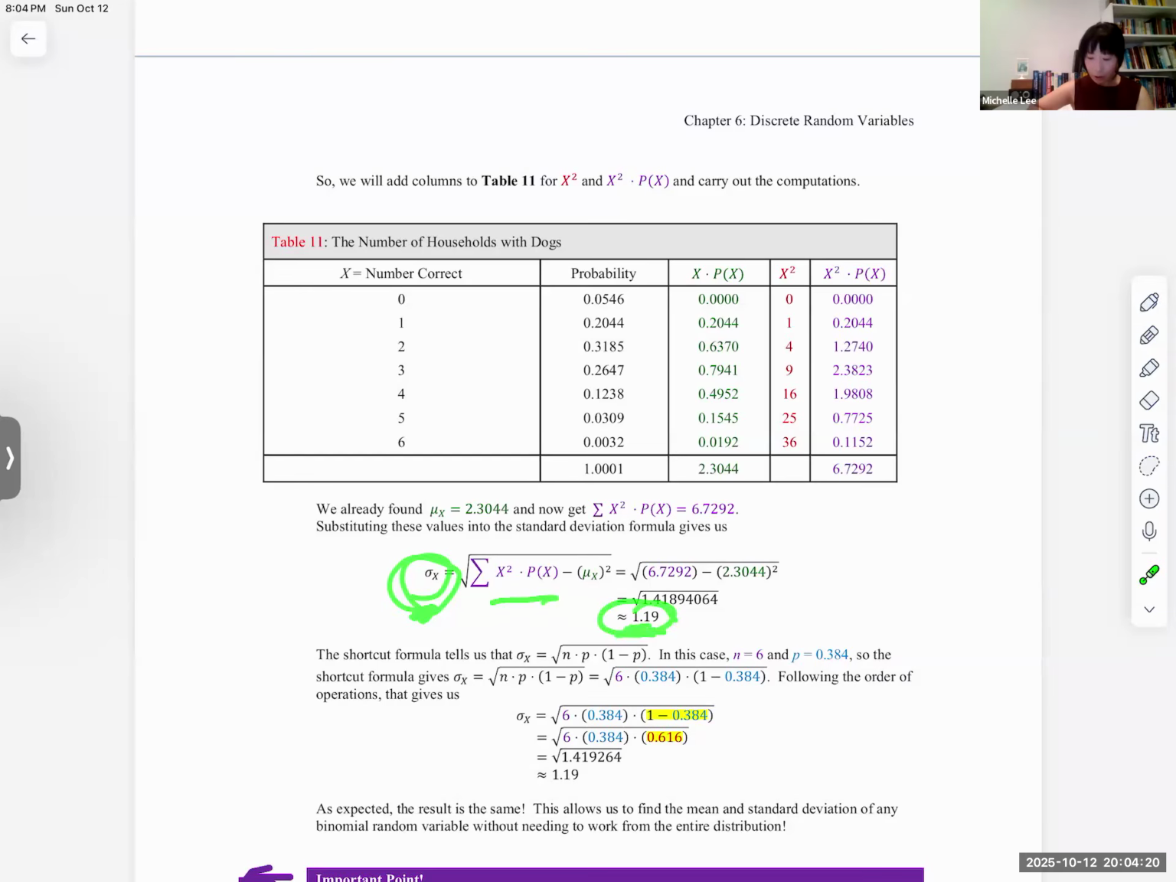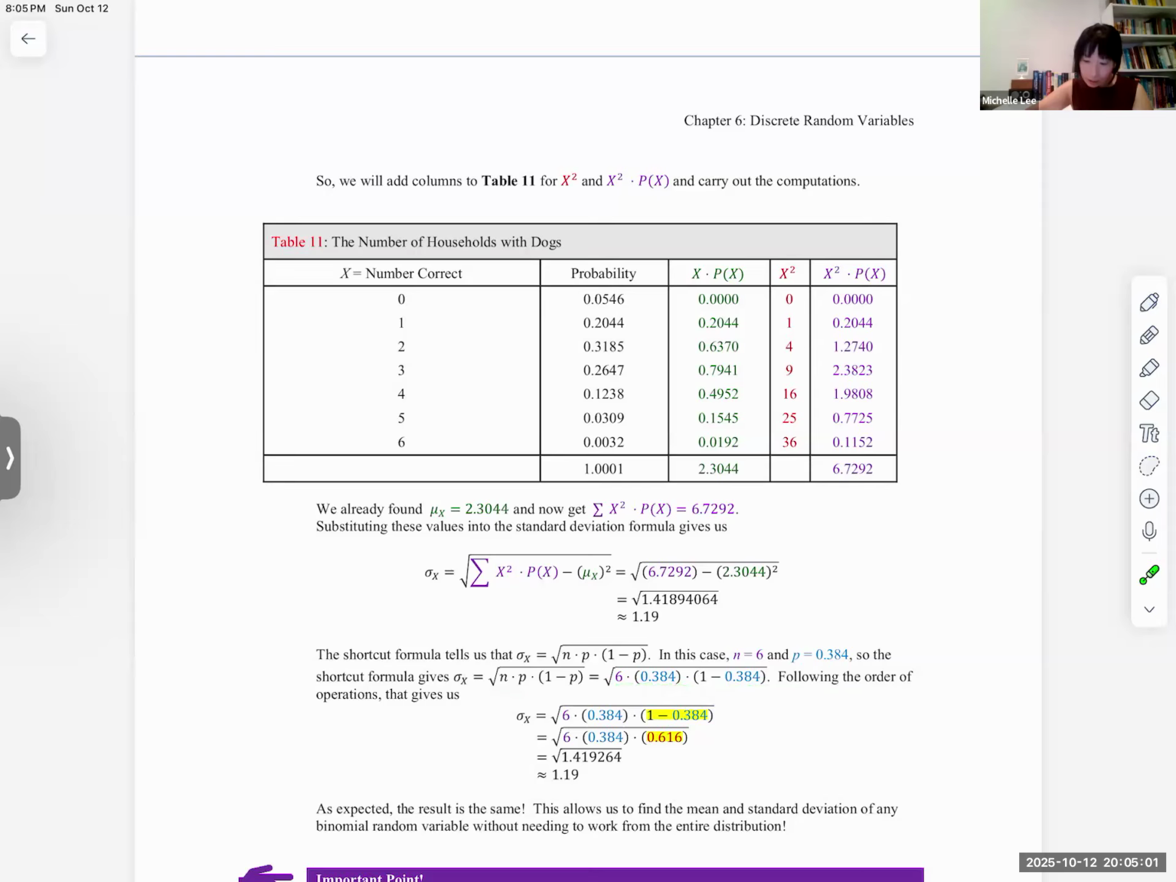Now, if we use the binomial standard deviation formula, square root of n times p times 1 minus p, here n equals 6 and the probability is 0.384. So it's 6 times 0.384 times 1 minus 0.384.